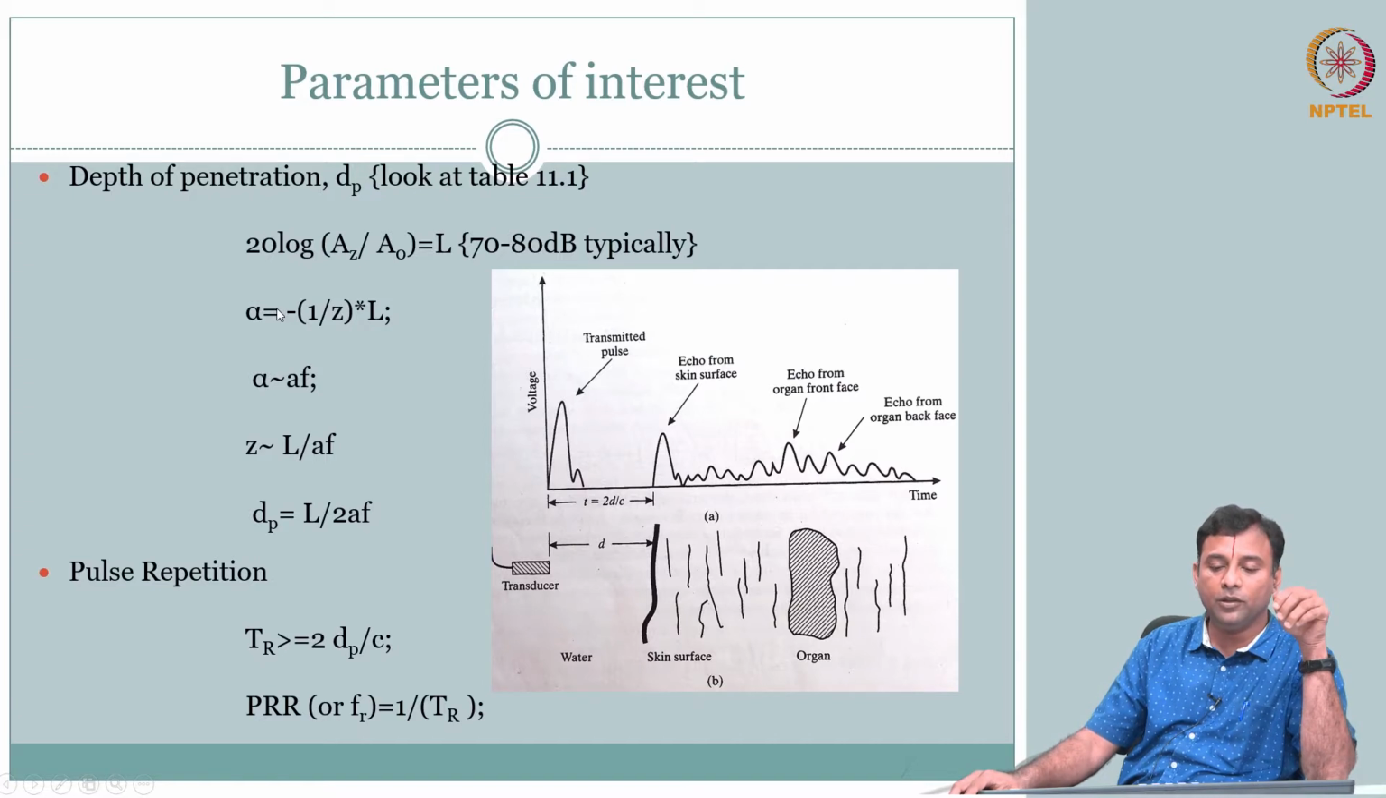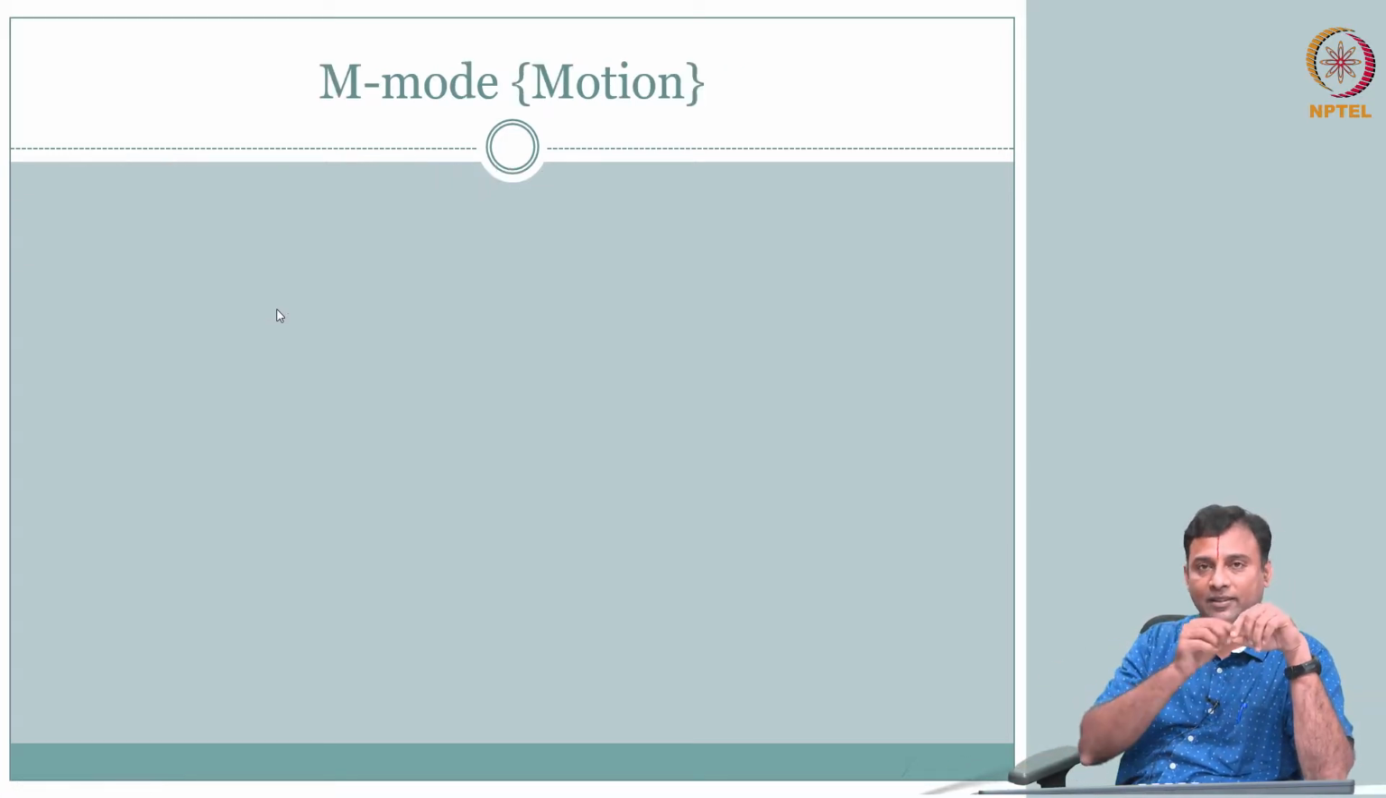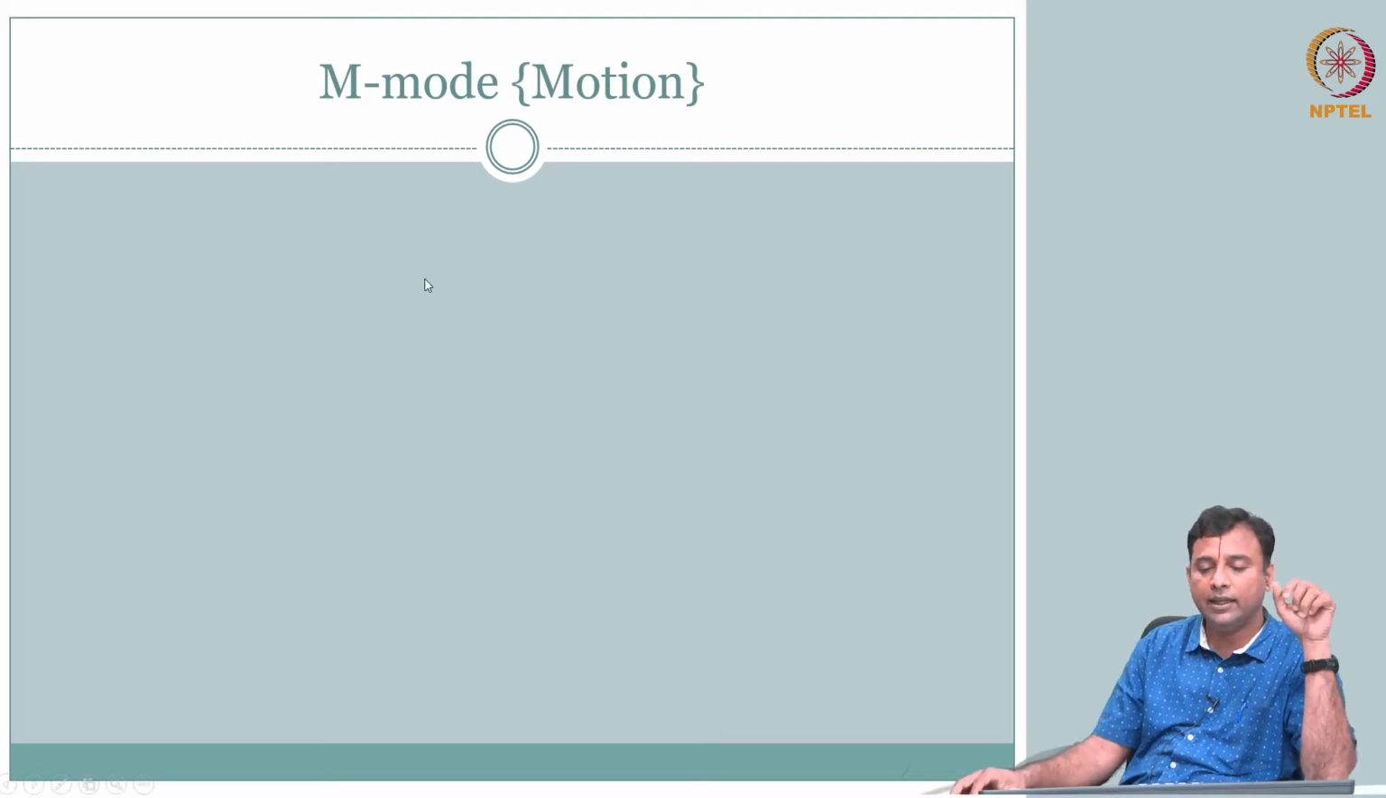So now we will talk about the extension I was talking about. This is at one location. I know how to calculate pulse repetition rate. I know what the depth of imaging is that I want, but that is at one location. A direct extension of that is what is called M mode, or motion mode.